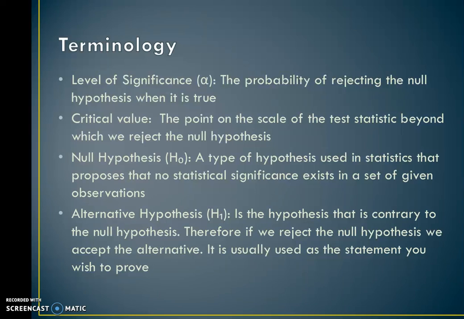We use various terminology throughout this project, such as the level of significance conveyed by the sign alpha. The level of significance is the probability of rejecting a null hypothesis when it is true. The critical value is the point on the scale of the test statistic beyond which we reject the null hypothesis. The null hypothesis is a type of hypothesis used in statistics that proposes that no statistical significance exists in a set of given observations, while the alternative hypothesis is the hypothesis that is contrary to the null hypothesis. Therefore, if we reject the null hypothesis, we accept the alternative. It is usually used as a statement you wish to prove.